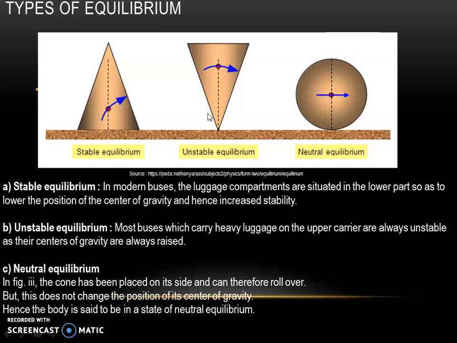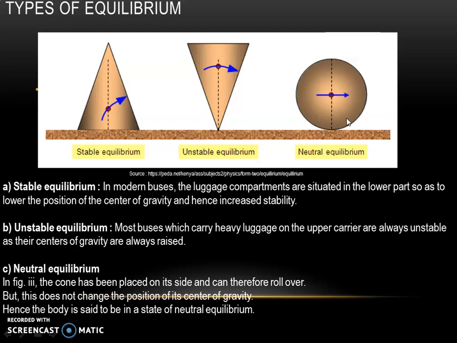And the buses which carry heavy luggage on the upper carrier are always unstable, as the center of gravity is raised. Hence, it should be seen to it that the buses which carry heavy luggage should have a compartment at the lower part.